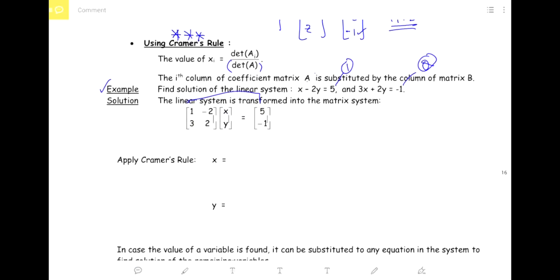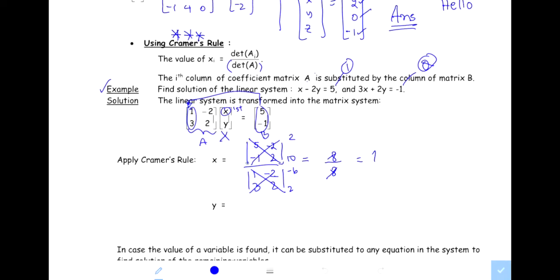Now you already have x, right? If you want to get y, then again you find the determinant of A_i divided by the determinant of A. This is that A, right? This is the determinant of A_i, something like that.